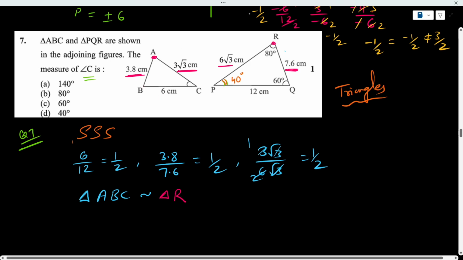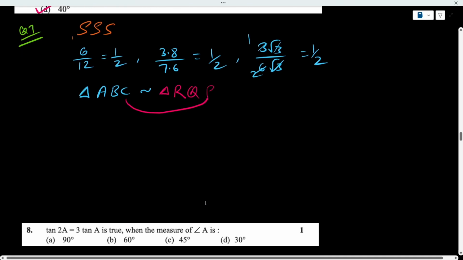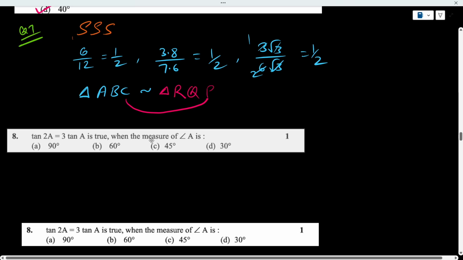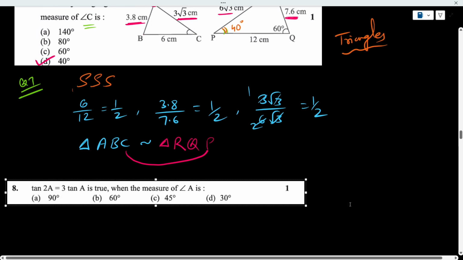Similarly, B is between, here if you see, 3.8 and 6. And what are the corresponding sides? 7.6 and 12. So B corresponds to Q, right? And what about C? Then automatically C corresponds to P. So what is going to be the measure? You know that in two similar triangles, the corresponding angles are equal. So here C corresponds to angle P, and the measure of angle P is 40 degrees. So the measure of angle C is also going to be 40 degrees, right? So in any kind of similarity question, the most important part is finding the correspondence.